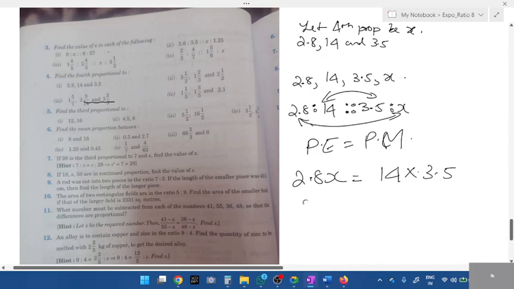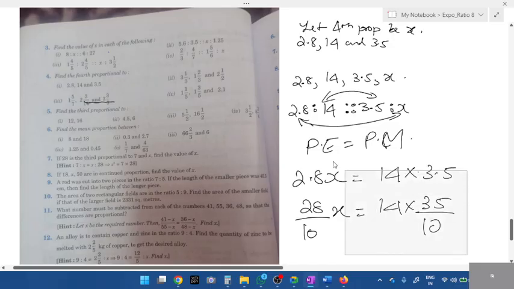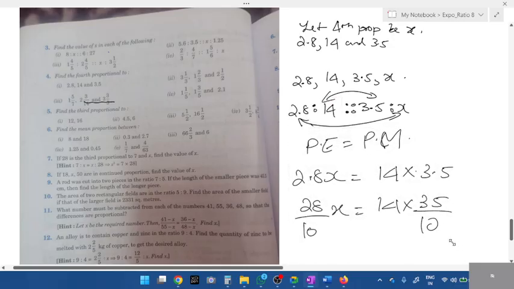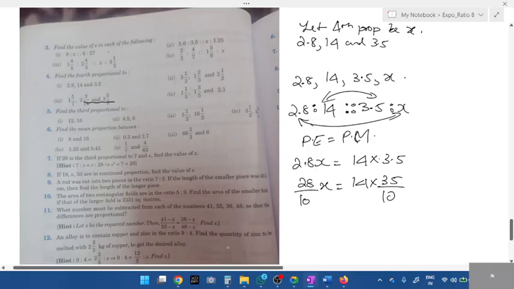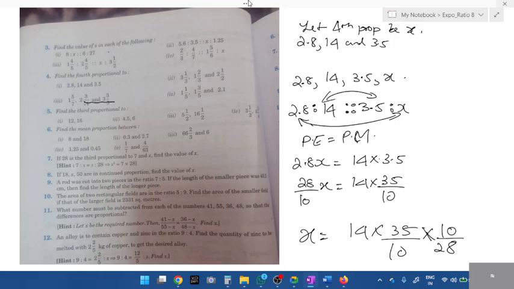How do you write 2.8x? If you remove the decimal, what do you get? 28x. 14 into 35. Now what happens if you want to find x? What happens to 10 and 28? If it goes to the other side, what do we get? x is equal to 14 into 35 divided by 10 into 28. Complete this. This is how we are supposed to solve.